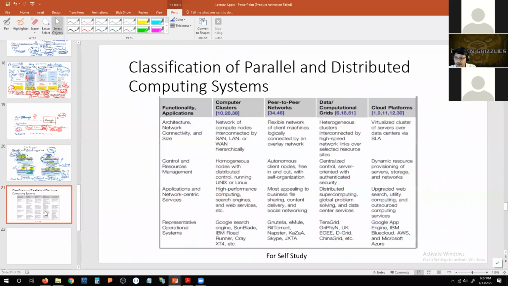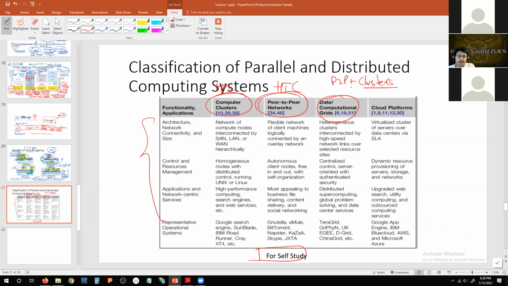Yes, Professor. Okay, so the final slide within this chapter is a classification of parallel and distributed computing systems. I'm not going to read them out; I leave them for you to read. Basically we have the distinctions between computer clusters, which are a child of high performance computing; peer-to-peer networks, which are a child of the paradigm of high throughput computing; and data and computational grids, which are P2P computing married with the concept of computer clusters. When you have interconnectivity and file sharing between computer clusters, they essentially become either data or computational grids, and then comes the evolution of cloud computing. So read this up.